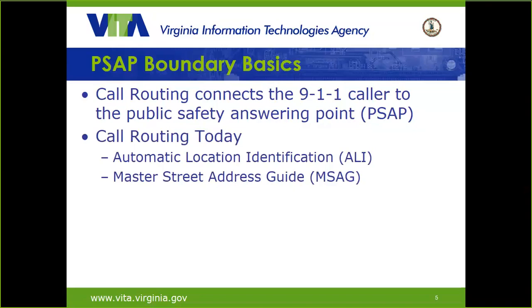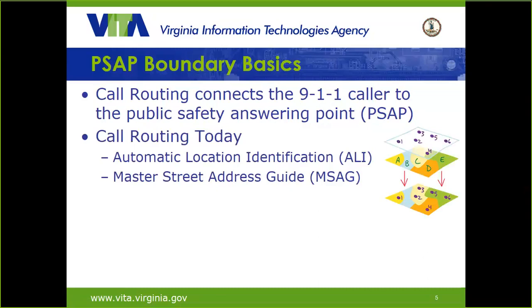For the GIS-oriented, this represents the attribute table from the Road Centerline database. The two are very similar, and within the Master Street Address Guide, each street segment has a specific formatting for the name, as well as the address ranges that can be used as an alternative for the ALI if the call is coming from a non-landline technology.